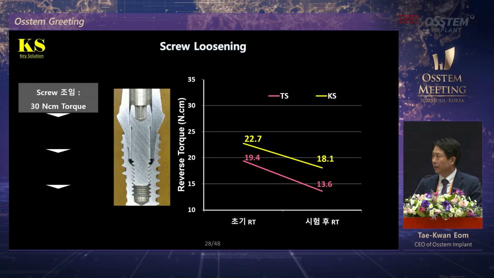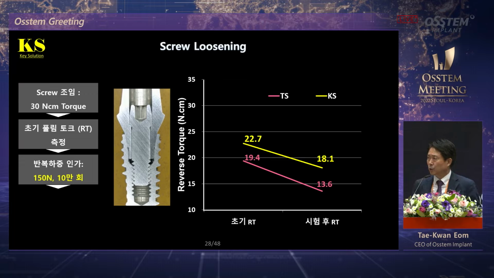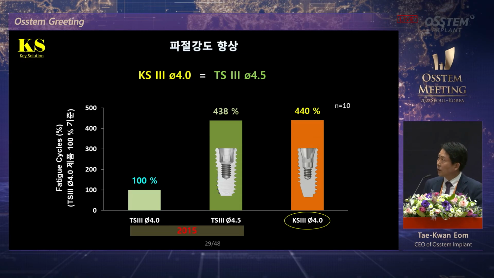So screw loosening. 30 Newton centimeter is used to tighten the screw to compare TS and KS. For KS, the value is higher at the initial and after test. The slope is important. So 150 Newton is applied repeatedly. What is important here is that KS is in yellow. The slope is not as sharp as the red one. That's better.